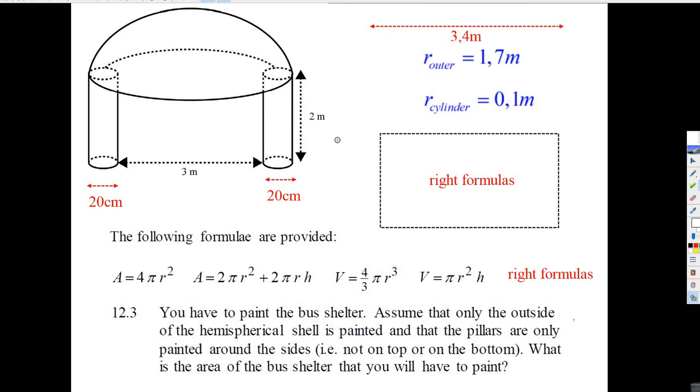We've got the height, 2 meters for the cylinders. Well, that's enough to just do the thing. We need the surface area. Well, here's the area of a cylinder. But these are the 2 circles on the top and bottom. We don't use that. We just use the 2 pi r h. So that's one of the formulas.